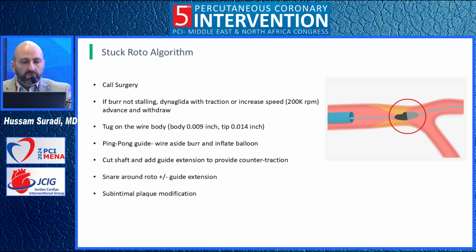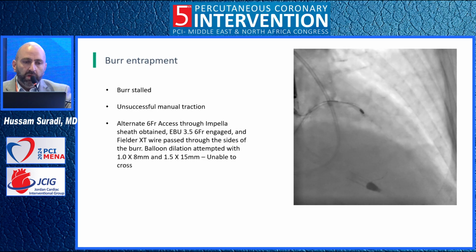If this doesn't work, then you move to more advanced techniques where you would cut the shaft and add a guide extension to provide counter traction. In some cases, you can consider using micro snares to increase the force of pull. And as a last resort, you can use your CTO skills, CTO techniques, to go to the subintimal space and modify the plaque by ballooning.